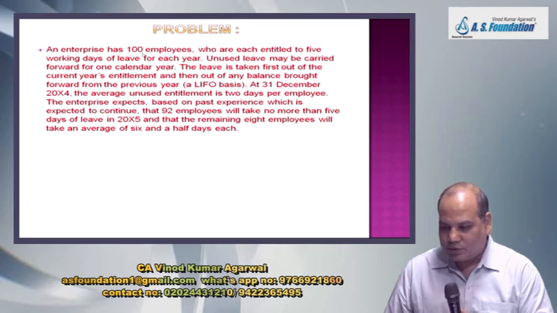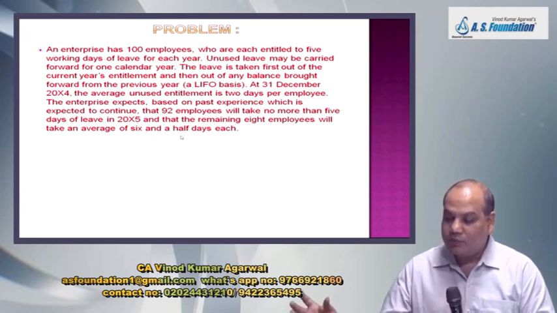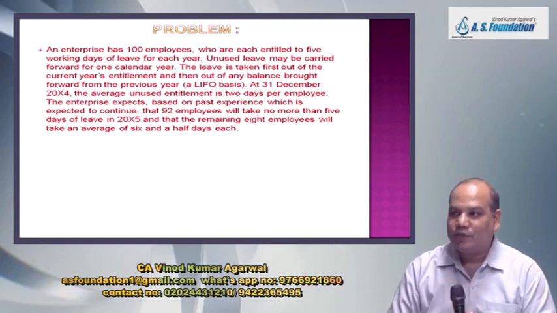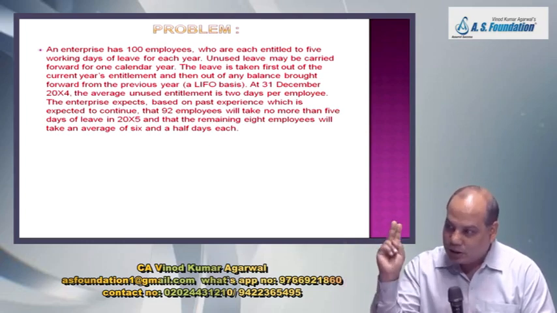So first you see there are 100 employees. 92 employees will take not more than 5 days of leave. So are they entitled to cash payment in this problem? No. That means with respect to these 92 employees, you will not be required to make payment. Okay, their carried forward leave would lapse. But 8 employees are smart. They will take 6.5 days leave. Now for these 6.5 days, how the adjustment will be done? First 5 days will be deducted out of current year entitlement, that is year 2005, and 1.5 days of leave will be adjusted against brought forward leave, which means the company will have to pay for 1.5 days in the future for 8 employees.